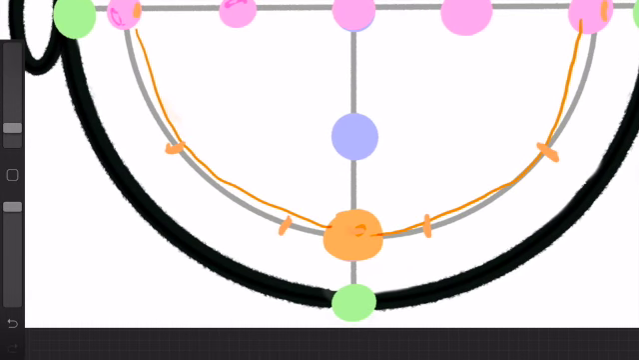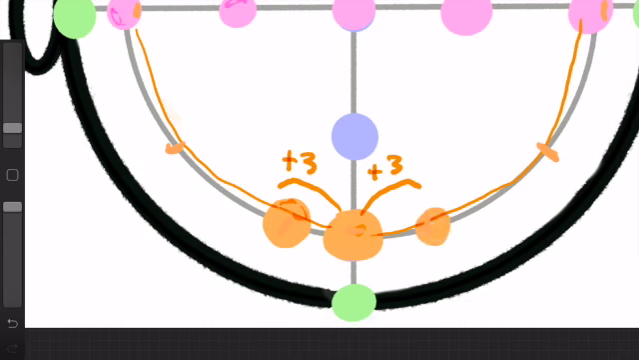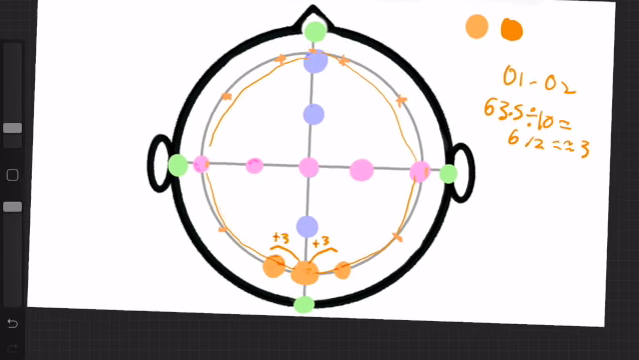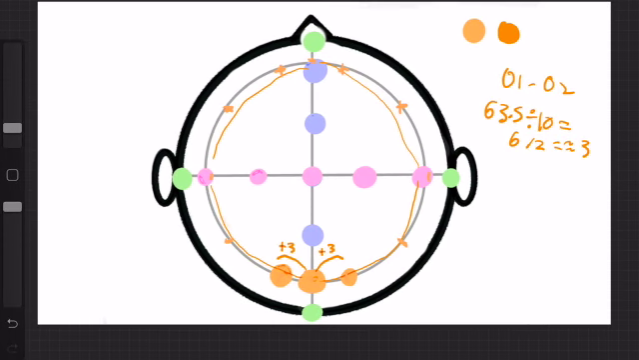So I'm going to go to OZ and plus 3 with my measuring tape and get O1, which is on the left side, and do the same thing on the right side. Go plus 3 on the right side and get O2.